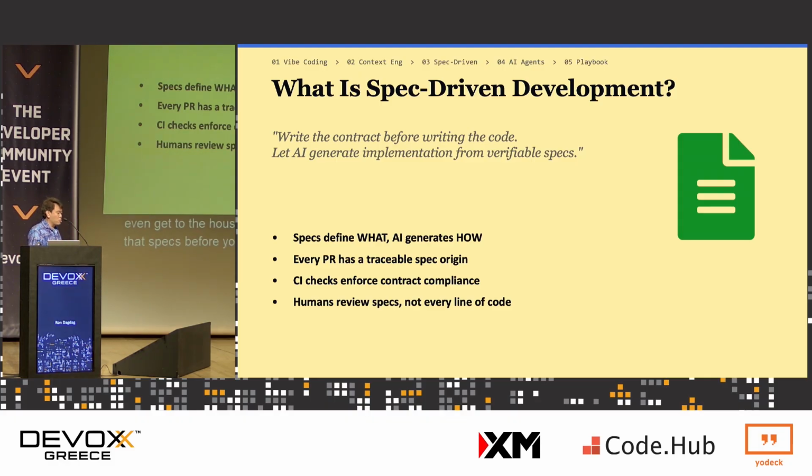So you specify the boundaries, what the specs are, where you specify the contract before you write the code. Humans review the specs, but not every line of code. So the goal here is making it more traceable.